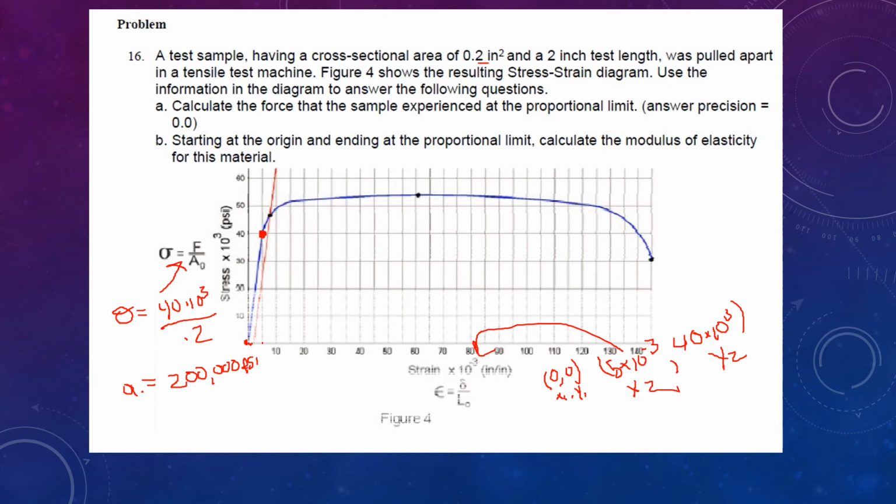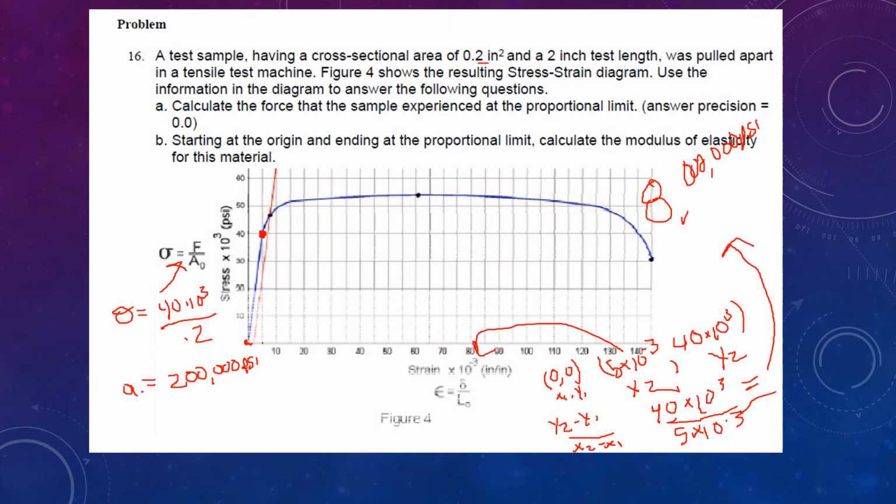To find slope, all you're doing is taking y2 minus y1 and dividing that by x2 minus x1. So what that's going to give you is essentially 40 times 10 to the third divided by 5 times 10 to the negative third. And that is going to equal, I'll write it up here, 8 million psi. Again, your answer for A is 200,000 psi. Your answer for B is 8 million psi.